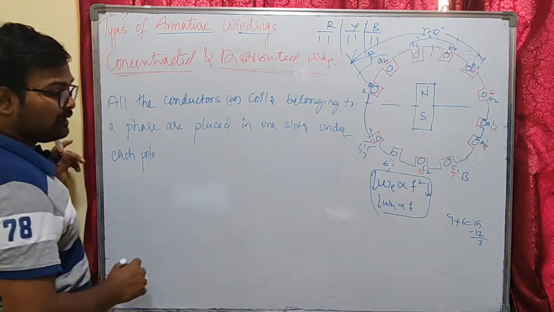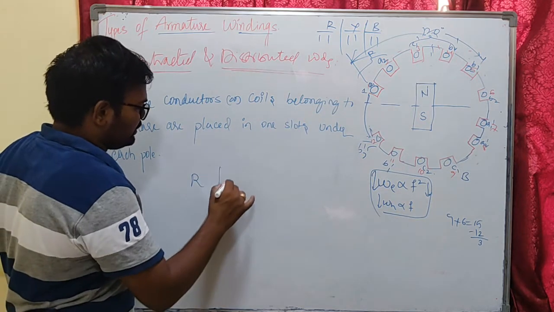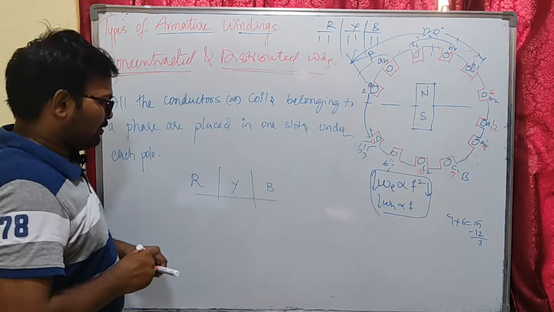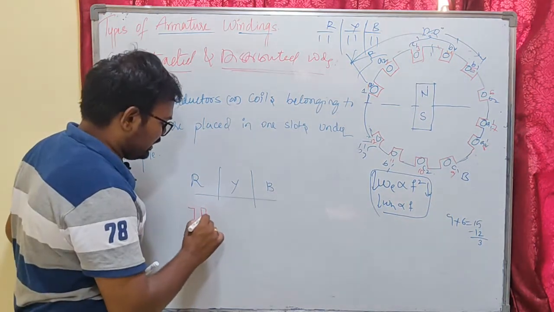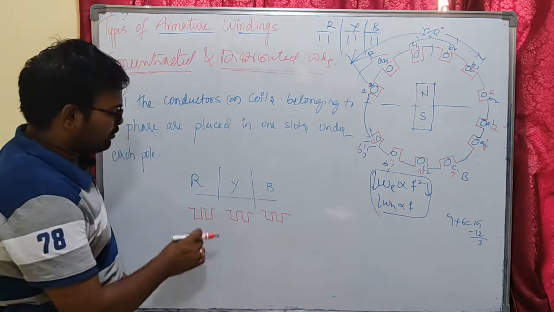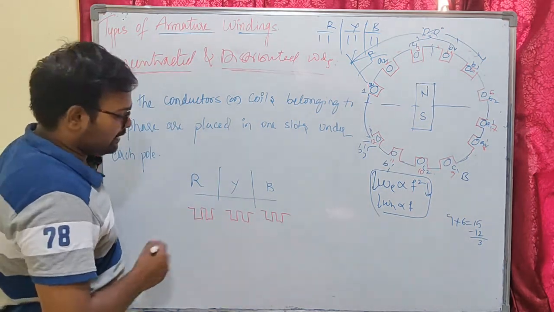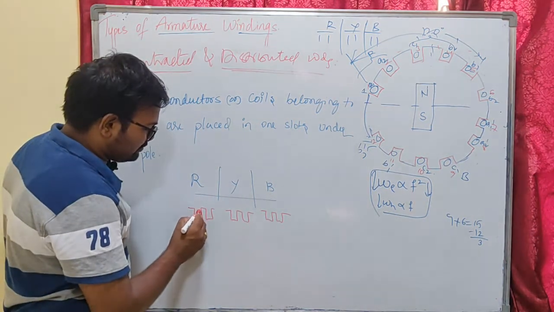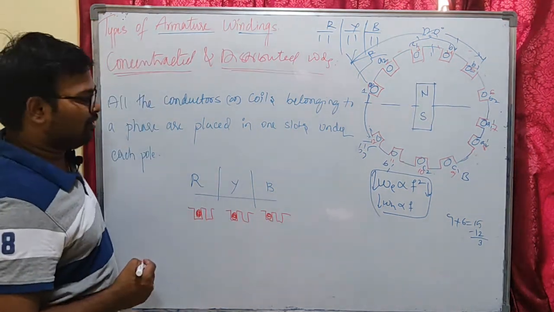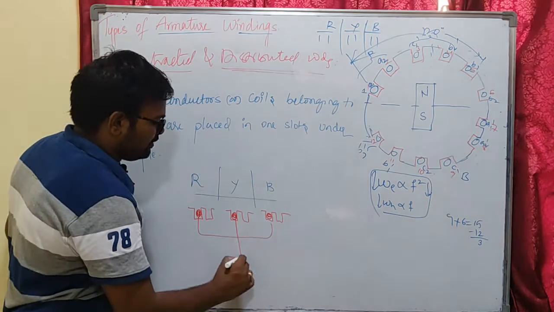Okay, so initially for R phase I have 2 slots, for Y phase I have 2 slots, for B phase I have 2 slots. Instead of using both, if I keep all the R phase winding in one slot, I have 2 slots per pole per phase. If I keep all the R phase winding in one slot, all the Y phase winding in one slot and all the B phase winding in one slot, this type of winding is called concentrated winding.